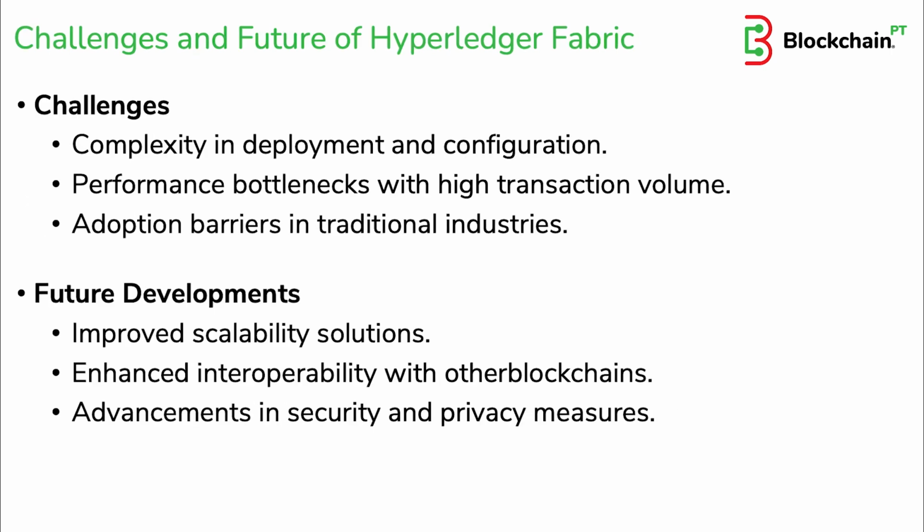Challenges and future of Hyperledger Fabric. Challenges. Some challenges that need to be addressed in Hyperledger Fabric relate to the complexity in deployment and configuration, as well as performance bottlenecks that limit high transaction volume. Finally, at another level, the challenge is to overcome the adoption barriers in traditional industries. Future developments. Some planned future developments are to improve scalability solutions, to enhance interoperability with other blockchains, and last but not least, to promote advancements in security and privacy measures.